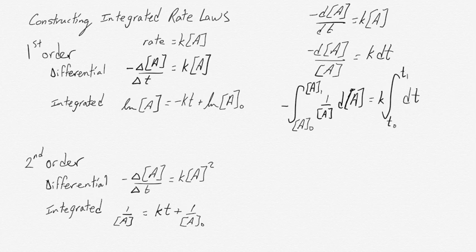Now we have an expression with an integration on each side, and both of these are simple integrals, nothing fancy here. The integral of 1 over x is ln x, so the integral of 1 over A is simply ln A, and the integral of dt is t. But because we have definite integrals, we can take that a step further.